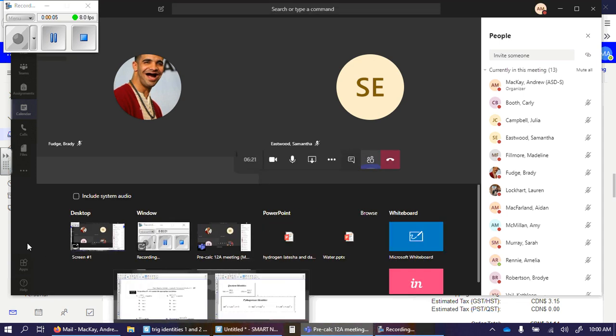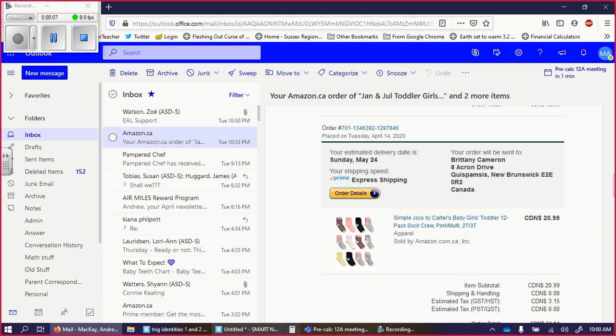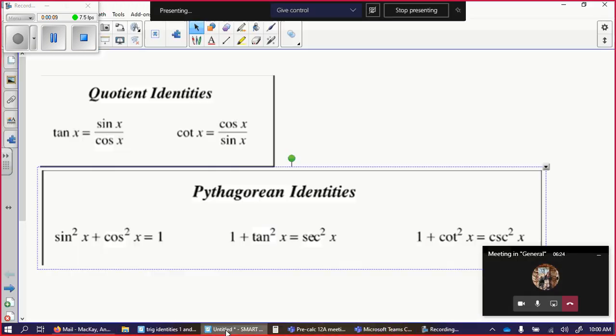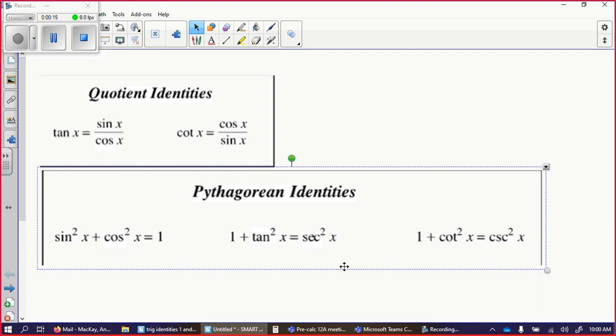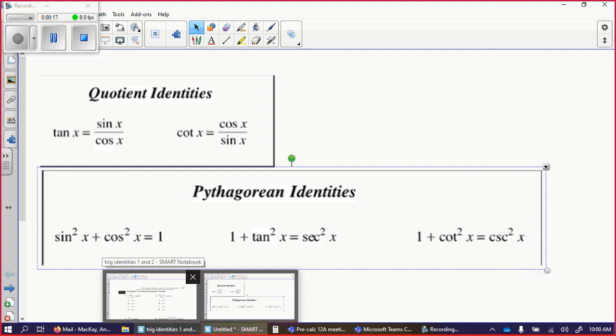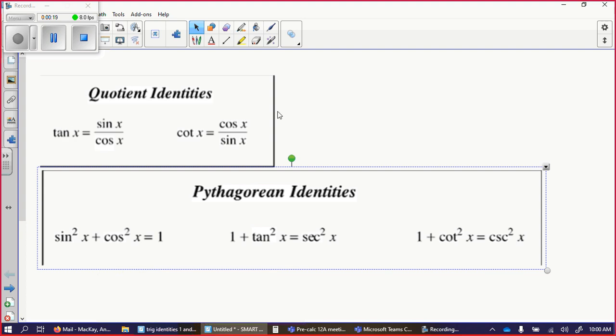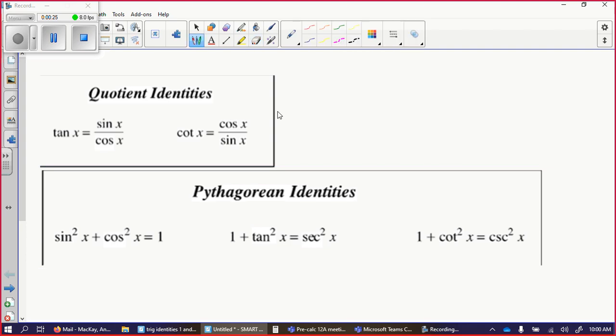Yesterday we started trig identities. All I want to look at are these two sets that are going to be important. Tan, well, technically there are the other reciprocal ones, which is not really an identity.